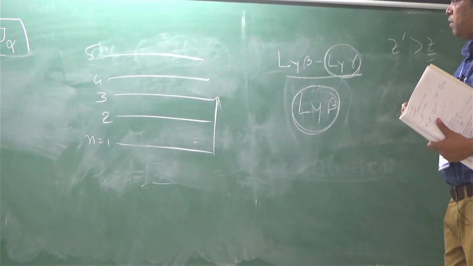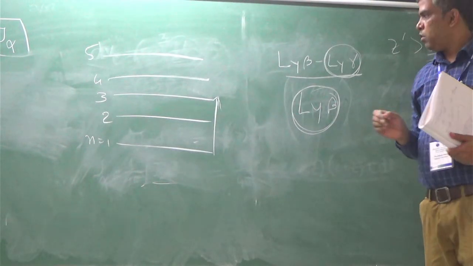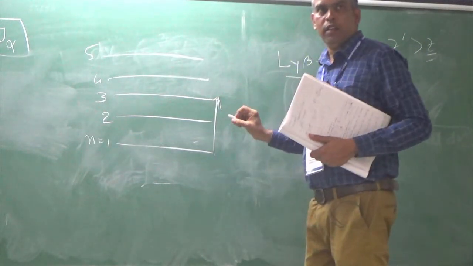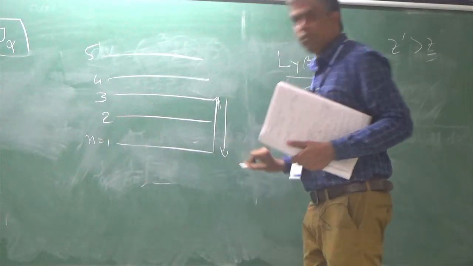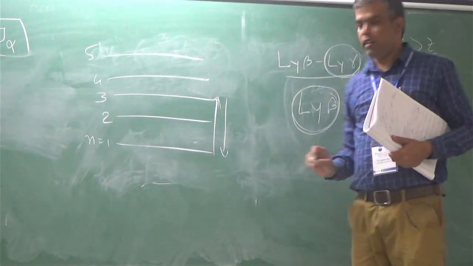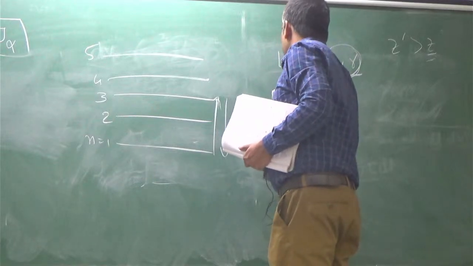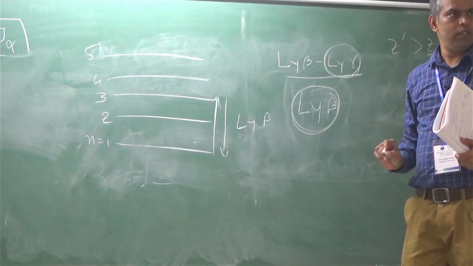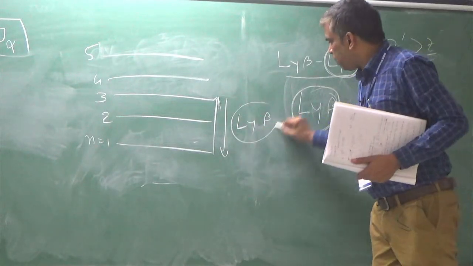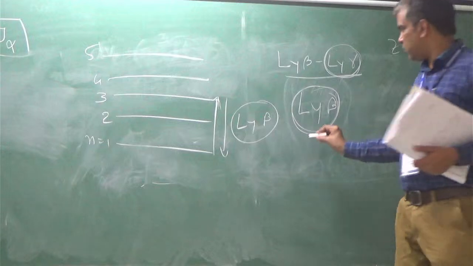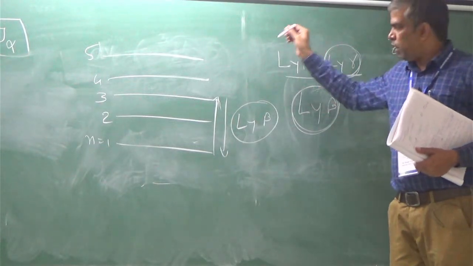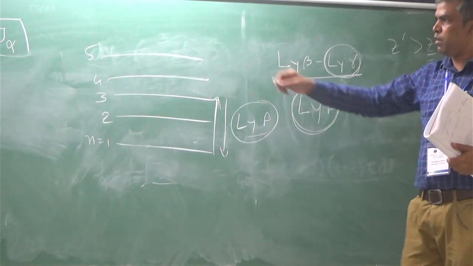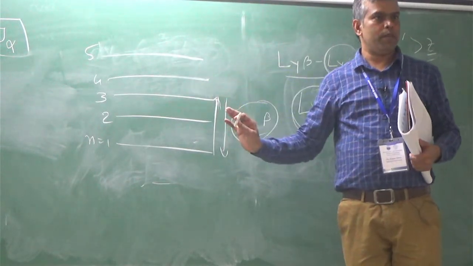Now what happens to this excited state? Either it will directly come back to the ground state and produce one more Lyman beta photon. That is one possibility. But that possibility is not interesting because it is absorbing a Lyman beta photon and by decaying it is giving a Lyman beta photon. That is not interesting because it is not helping to contribute to the Lyman alpha.